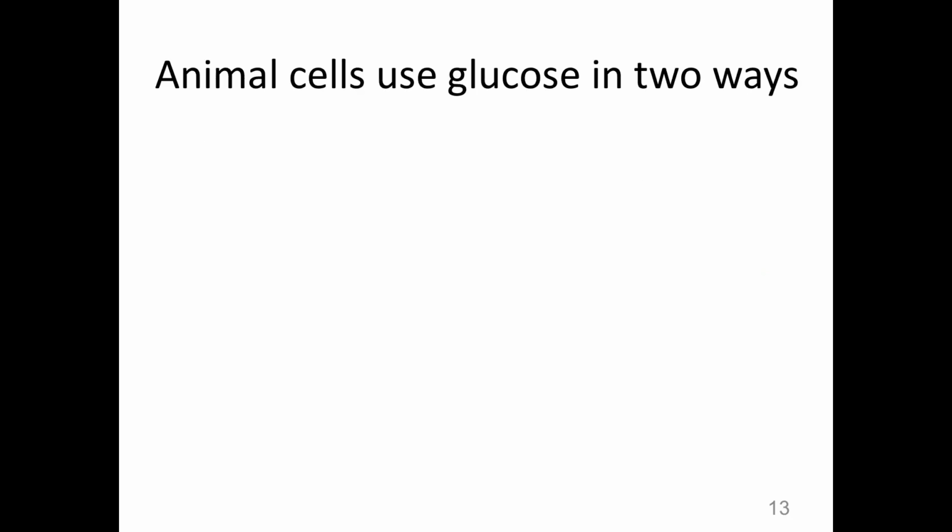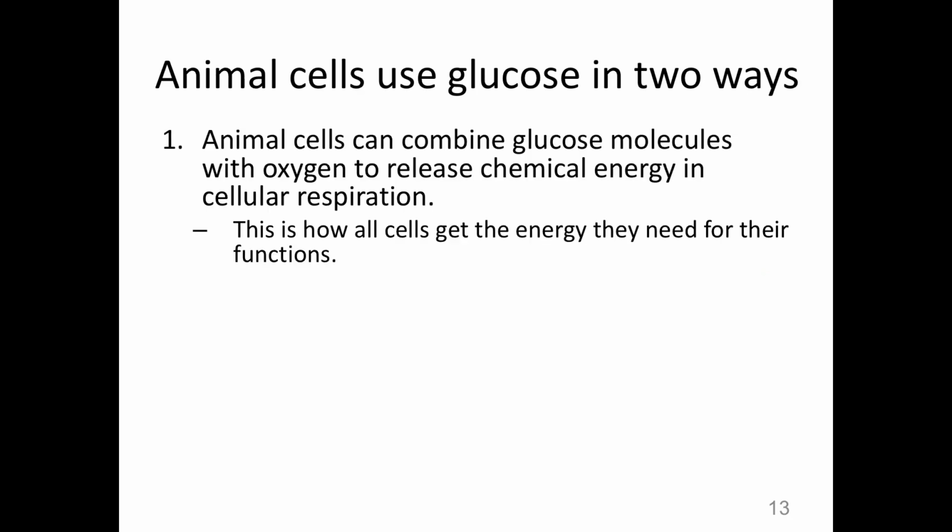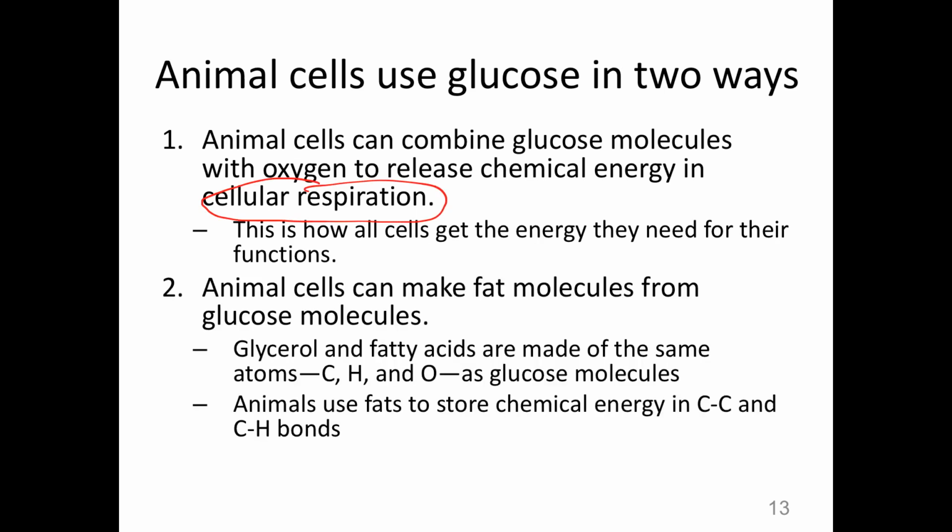So how do animals use glucose? In two ways. Animals can combine glucose with oxygen to release chemical energy in cellular respiration. We've already learned that. This is how all cells get the energy they need for functions. Animals can also make fat molecules from glucose molecules. We know that if we eat a lot of sugar and take in a lot of glucose, we can actually make fat from that. It has the same atoms as what's in the glucose molecule. That would not be cellular respiration, but again your biosynthesis pathway, in case you wanted to make something out of the molecules that are in your blood.